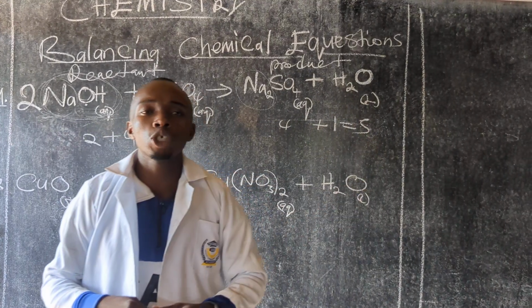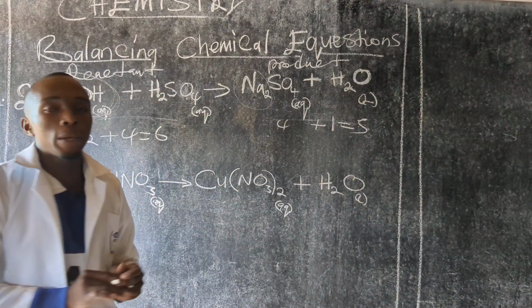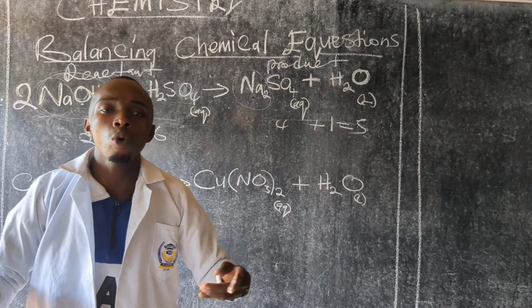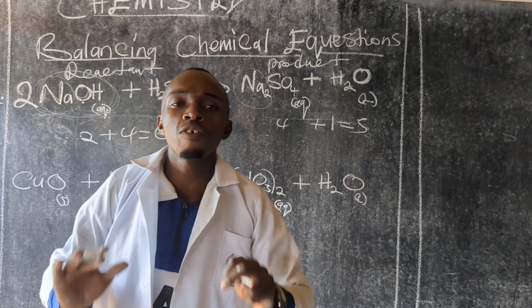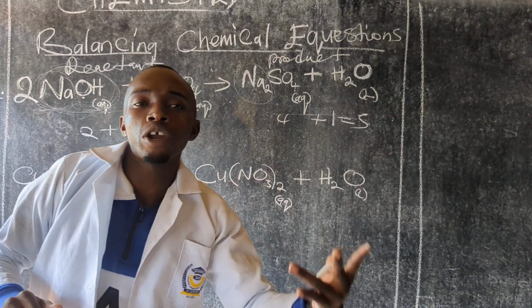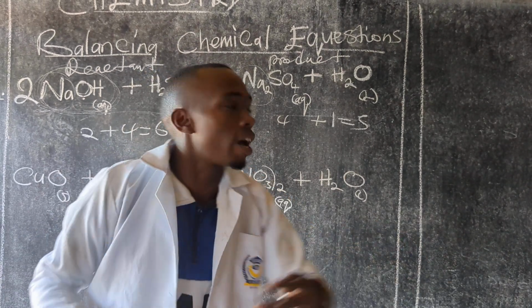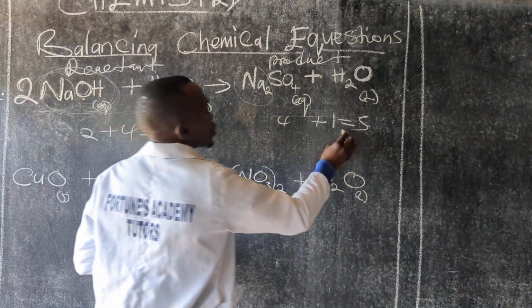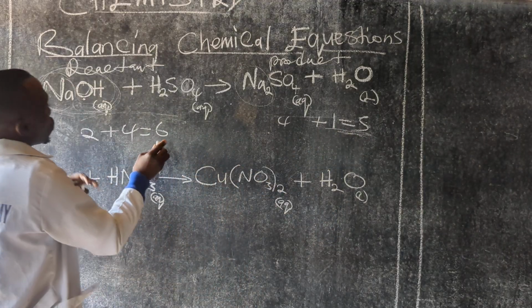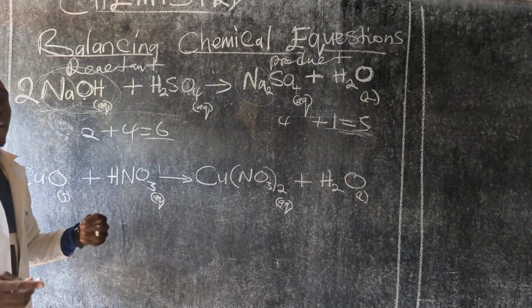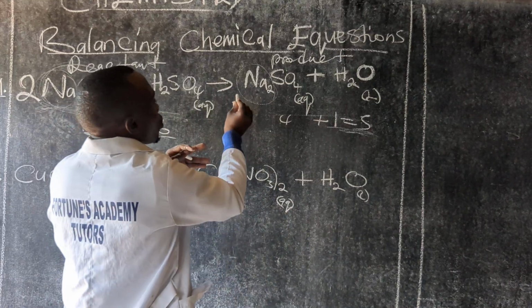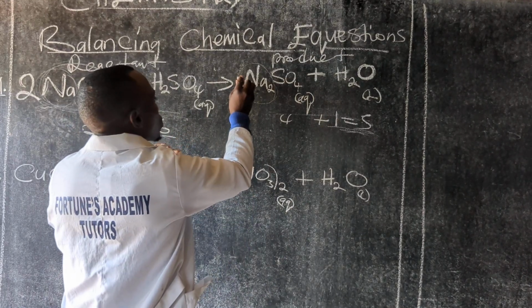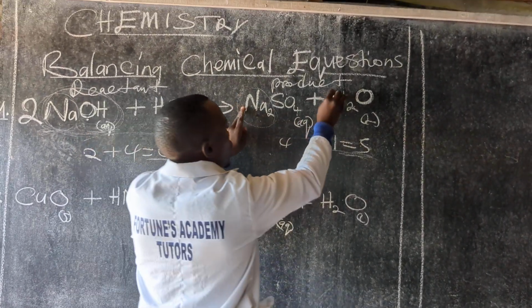We always have to make sure that the number of oxygen becomes equal. So how are we going to do that? We make the oxygen with the smaller number equivalent to the oxygen with the bigger number. So we ask ourselves, where are we going to put a number? Are we going to put a number here or here?